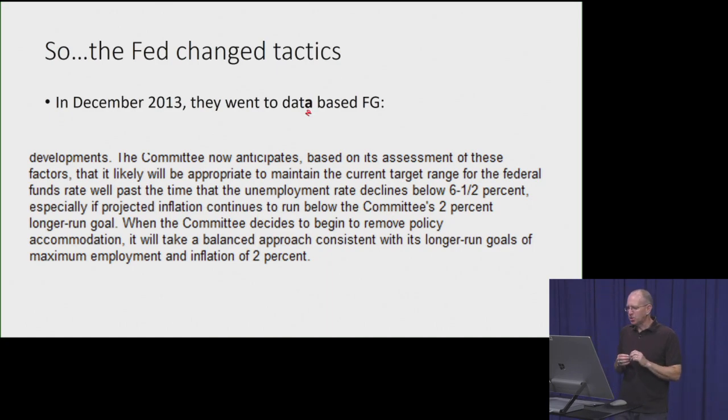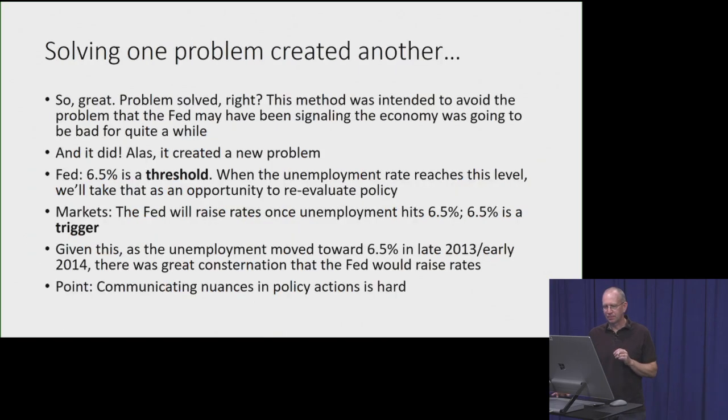So the committee now anticipates, based on its assessment of these factors, that it will likely be appropriate to maintain the current range of the federal funds rate well past the time that unemployment rate declines below 6.5%, especially if projected inflation continues to run below the committee's 2% longer run goal. All right, so now this is again data-based. Well, they solved the problem of potentially communicating the economy is going to be weak for a while. So excellent, so great, no problem.